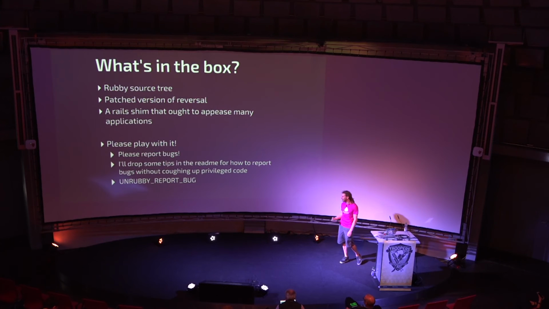In the event that it does explode, there are some notes in the GitHub repo for how to tell me about the bug in a way that doesn't involve sending me proprietary IP, as well as unrubby report bug, which causes it, instead of faulting, to print a bunch of diagnostic information that's super useful to me.